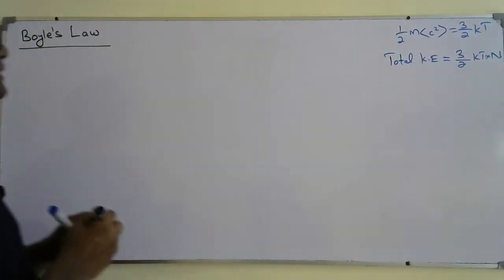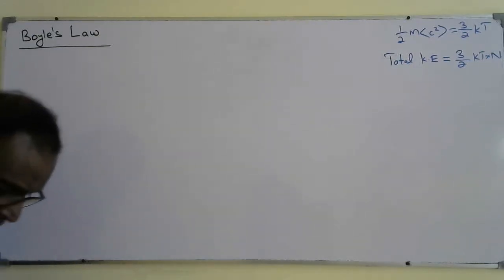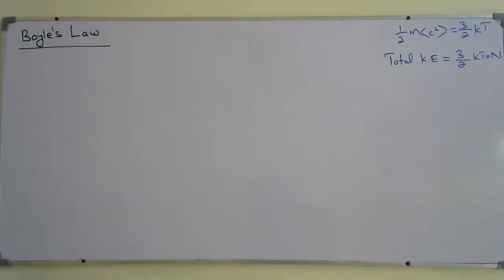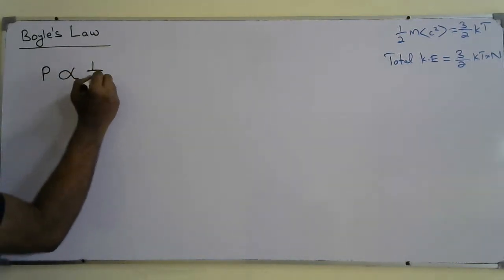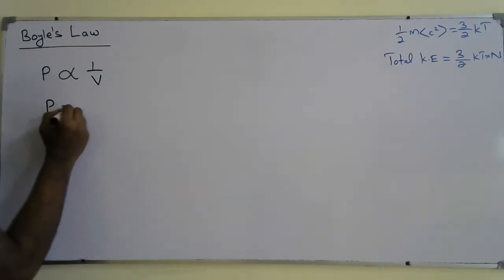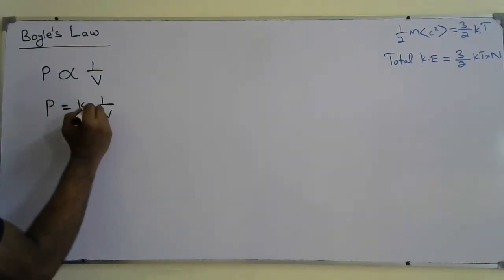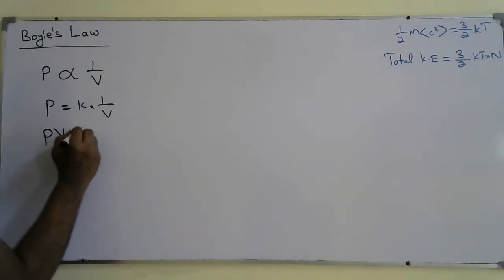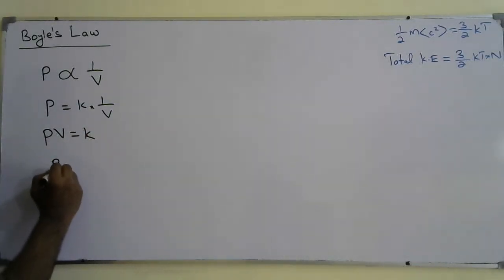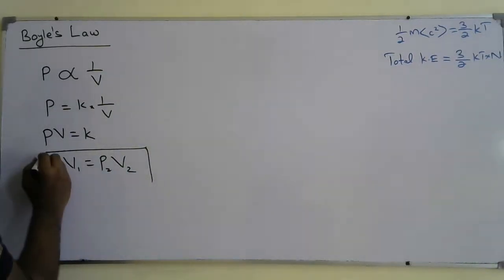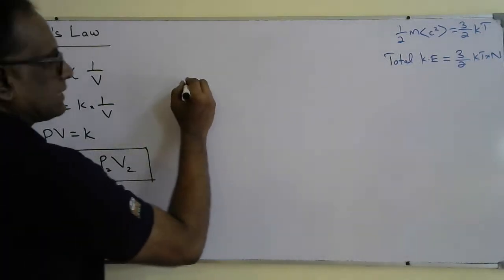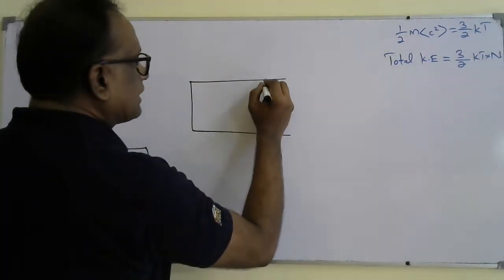So that means pressure exerted by the gas is inversely proportional, meaning P is proportional to 1 over V. When we convert it into an equation, P equals K times 1 over V, where K is a constant. So PV equal constant. That means P1 V1 equal P2 V2. So what's the meaning of it? For a constant mass of gas, say for example there is a cylinder which consists of a piston.